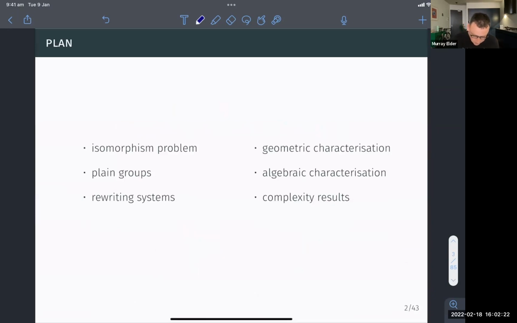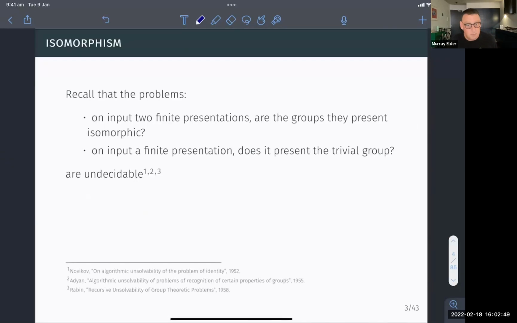The plan is to talk about the isomorphism problem, which needs no introduction for this crowd. I'll tell you what a plane group is. Doesn't sound that exciting, maybe, the name. Rewriting systems. And then I'll give some of the new work that Adam and I have come up with, geometric characterization of these groups and an algebraic characterization, and then I'll give some complexity results. So please interrupt at any time. I haven't turned on my chat, but that's only for students, right? You guys will yell out.